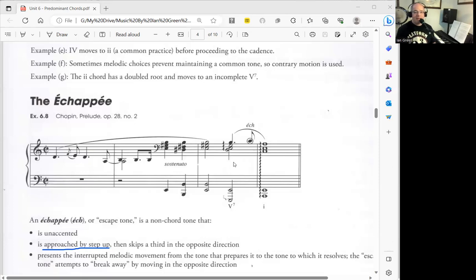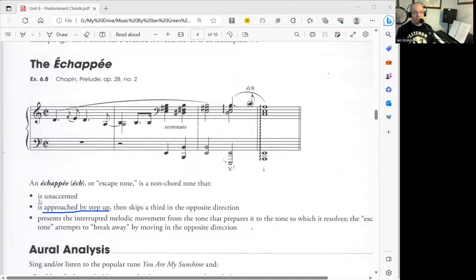And the Echappe has a specific function. It is an unaccented escape tone, which is a non-chord tone that is approached by step and then escapes or skips a third in the opposite direction. And this usually occurs with the step approaching up and then the skip going down.